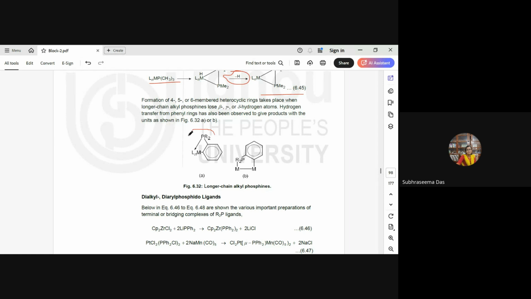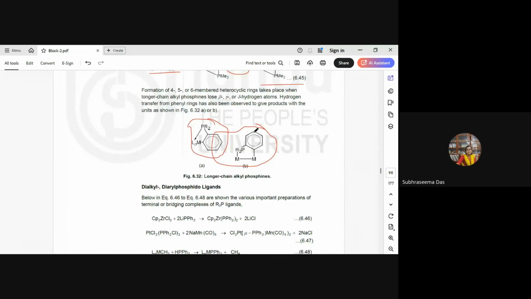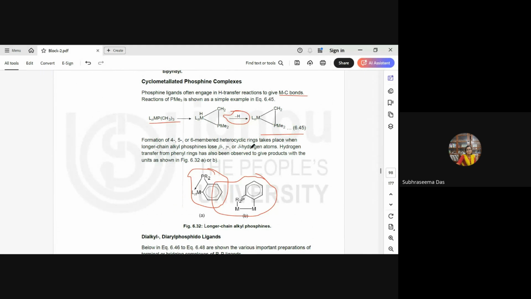Sometimes such types of phosphines also undergo hydrogen transfer, and then they give the products as shown here. So there are two types of possibilities for the hydrogen transfer in cyclometalated phosphine ligands.